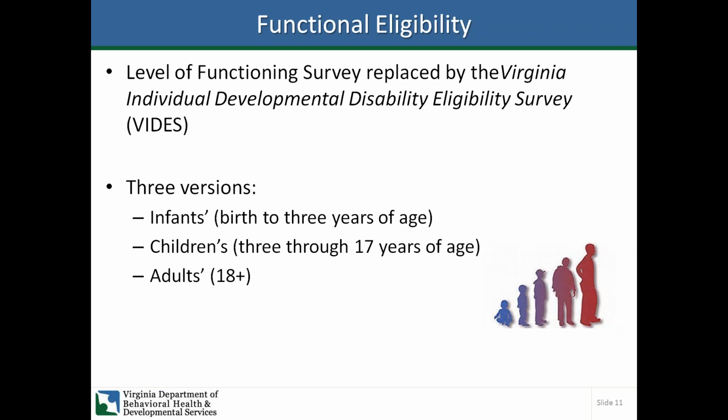The language for all of them has been updated to be more person-centered. We've removed all institutional types of references. Initially, the LOF talked about a person navigating around the ward and the cottage and those sorts of things because the LOF was initially developed for individuals living in institutions. And we've added to the children's and the adults version a section on self-determination, which folks who have reviewed the VIDES have thought to be very helpful.